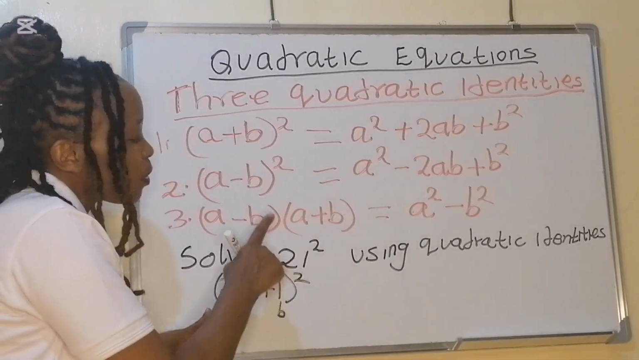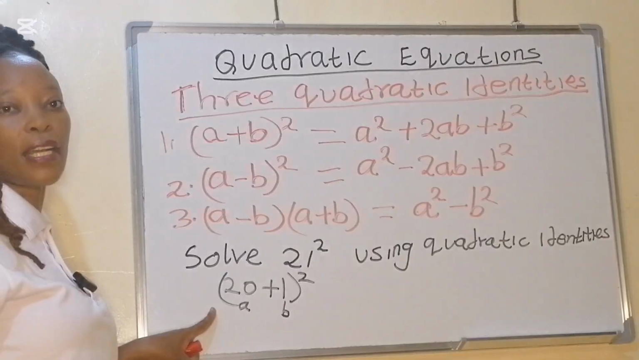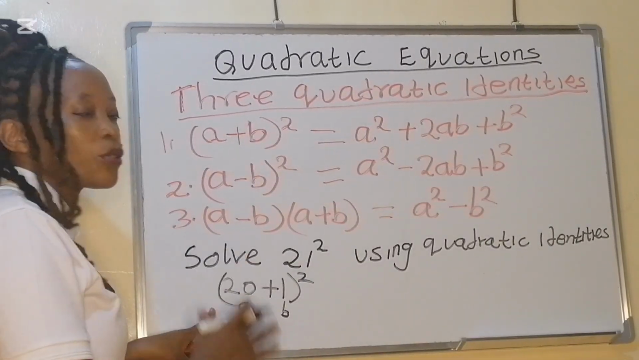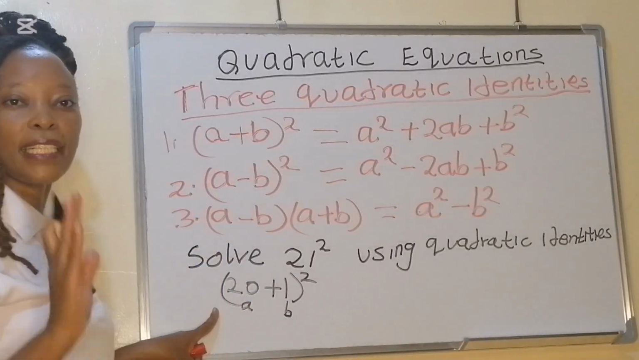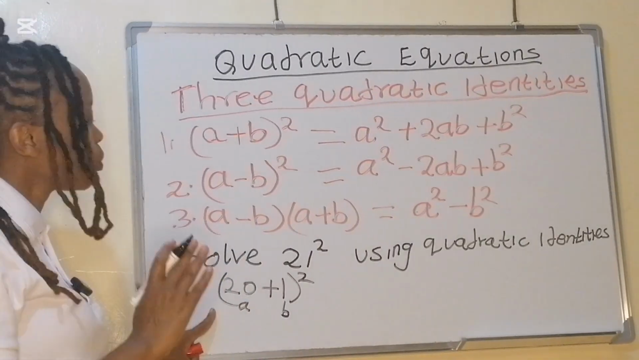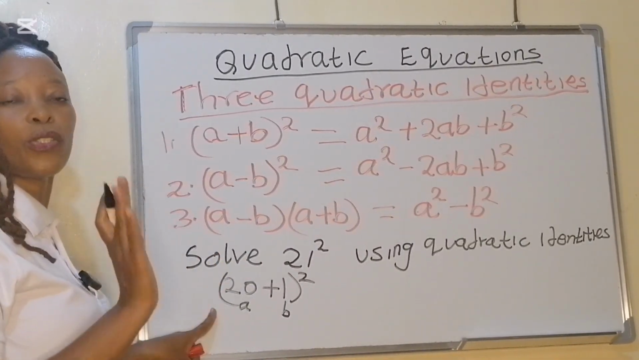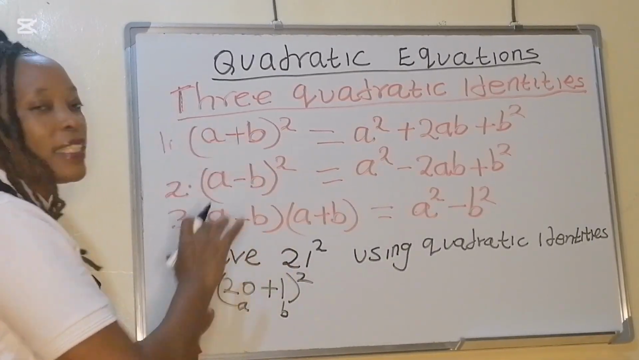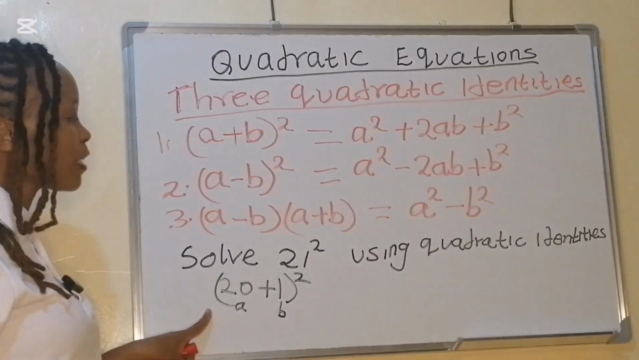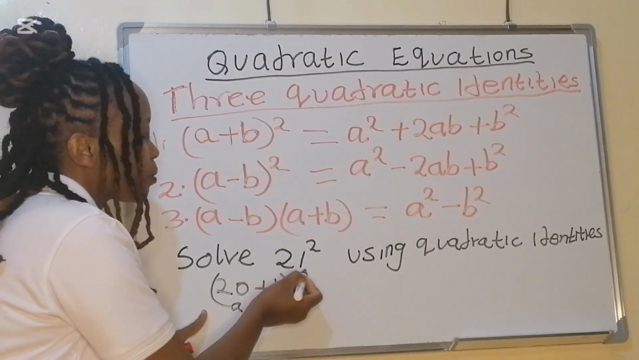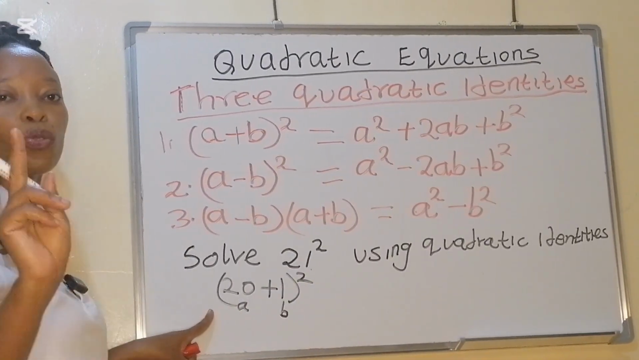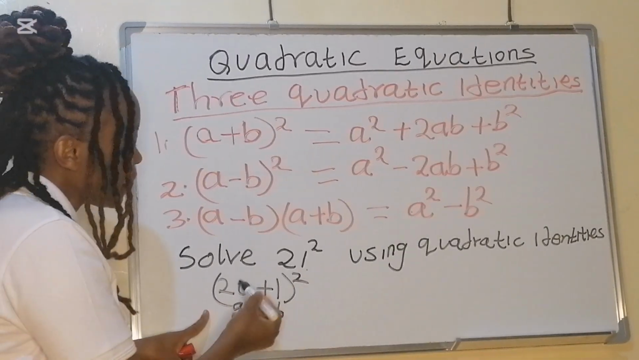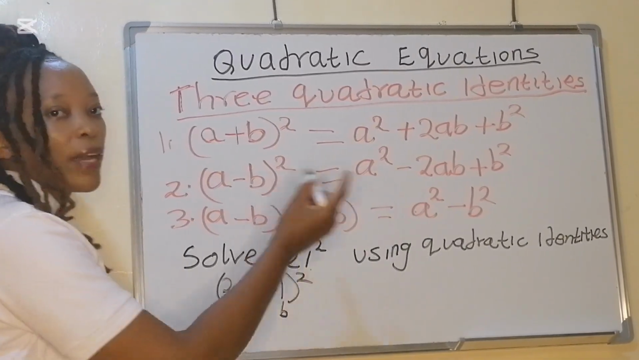Evaluate 21 squared. I know you can use a calculator and get 21 squared right away, but you have been told to use quadratic identity to solve it. So don't use a calculator. Use either of these quadratic identities. First of all, you look at 21 squared and break it down into 2. 21 is 20 plus 1, squared.